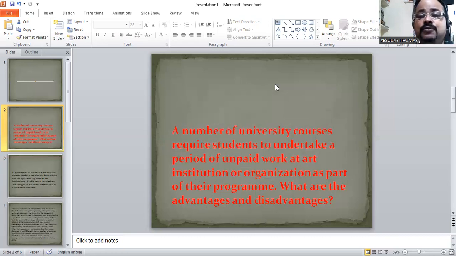So we have to frame two main paragraphs in this essay. That's the advantage paragraph and the disadvantage paragraph. The other two paragraphs are the introduction and the conclusion. So this is the format and this is the skeleton of the essay. We have planned the essay. Let's go ahead with the introduction now.